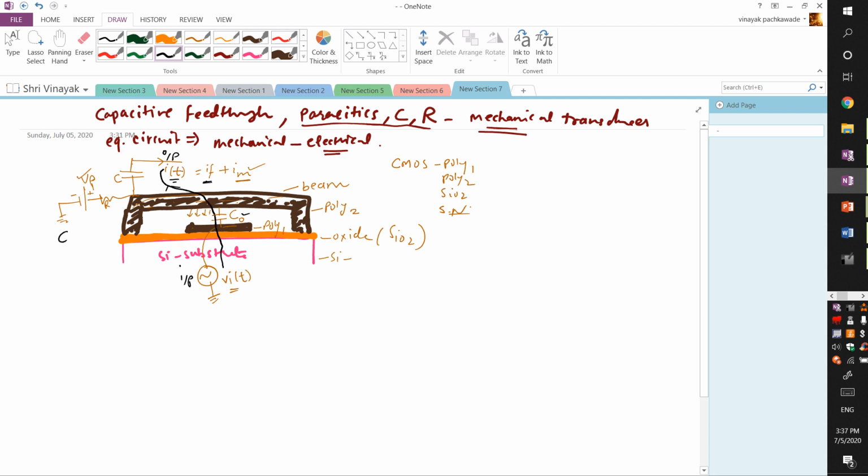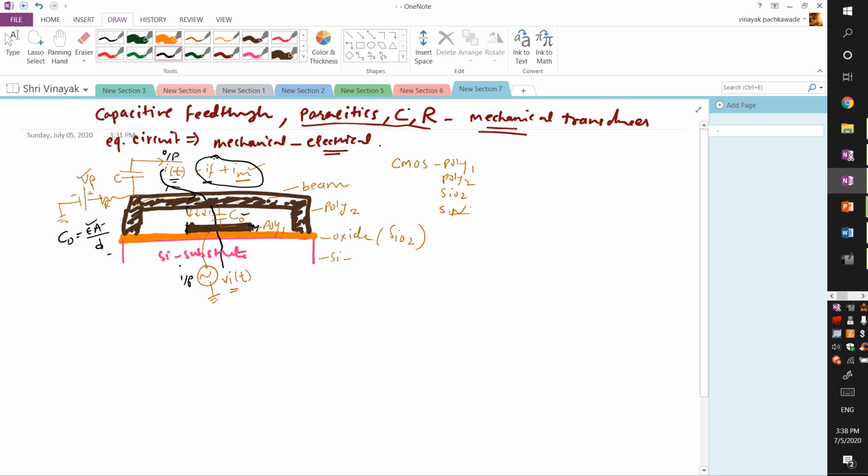So C naught, we know, is epsilon A over D. So epsilon is the permittivity, and A is the cross-section area. So over here it is the bottom electrode area and the area of this beam, the overlapping area, and D is the gap between these two parallel plate capacitors. So now we have this structure. We've seen that. Now where are the parasitics?